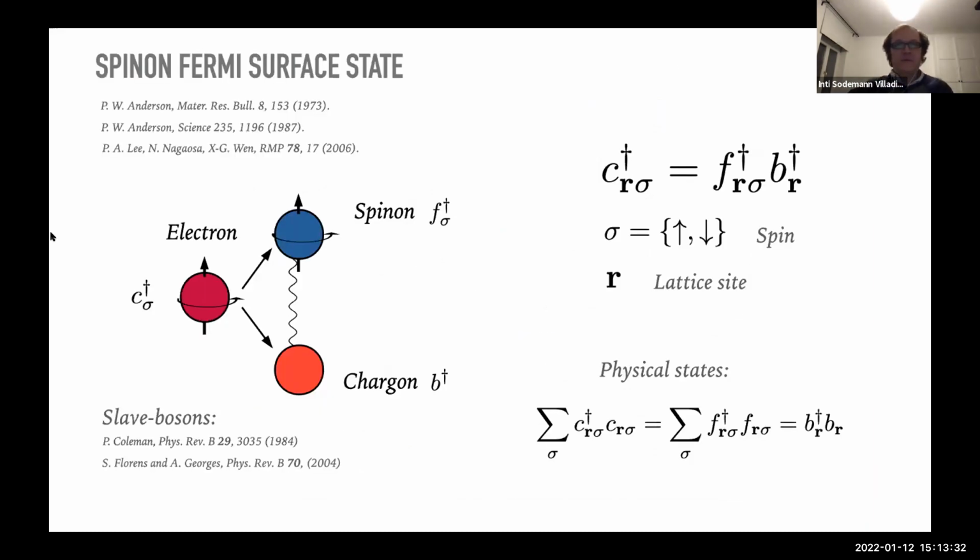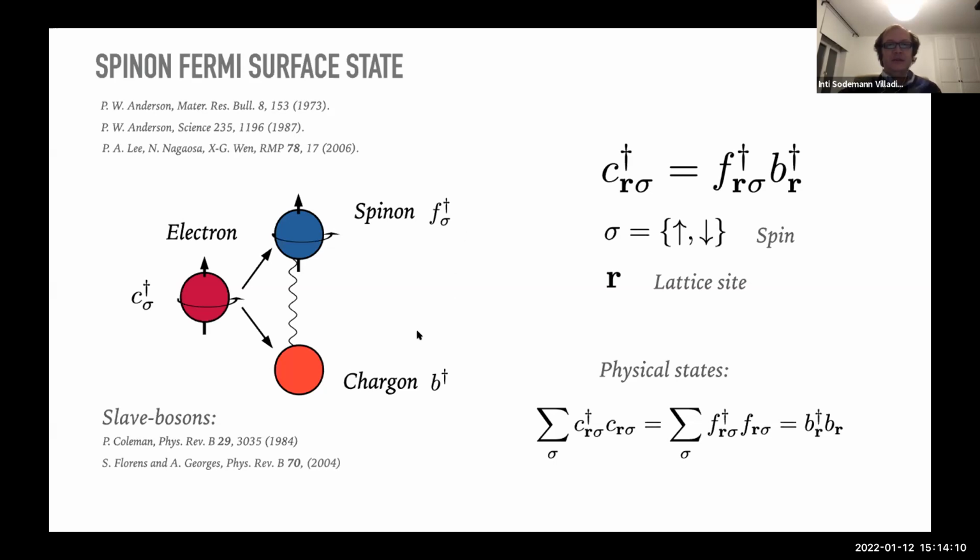Okay, so the spinon Fermi surface state is a state that was introduced by Phil Anderson many years ago. It's a spin-charge separated state that can exist in dimensions 2 and higher, in which essentially the electron breaks into two particles. It fractionalizes into some fermion called the spinon and a boson called the chargon. So the spinon carries the spin of the electron, denoted by this sub-index sigma, and the chargon is basically a featureless boson.